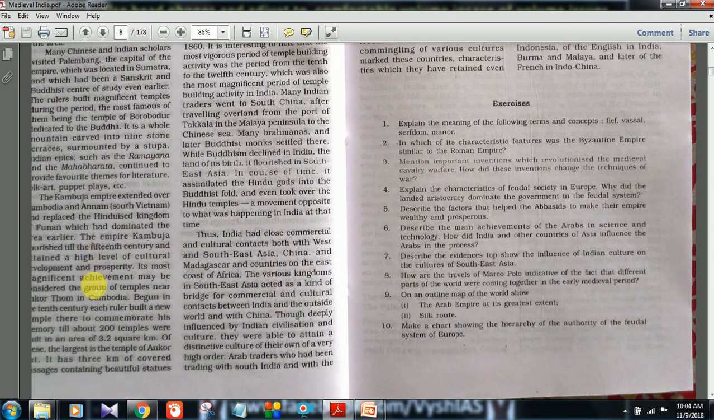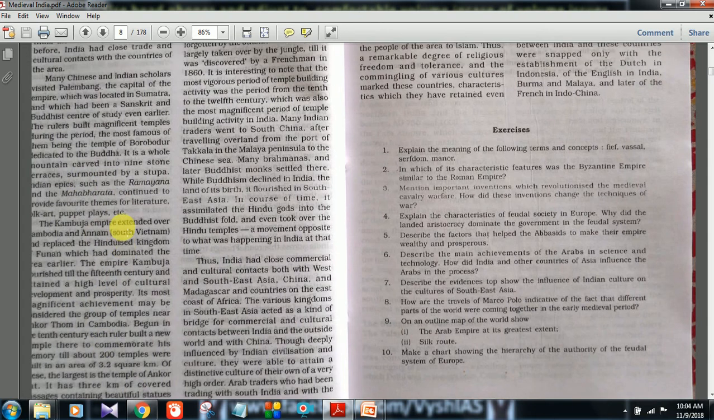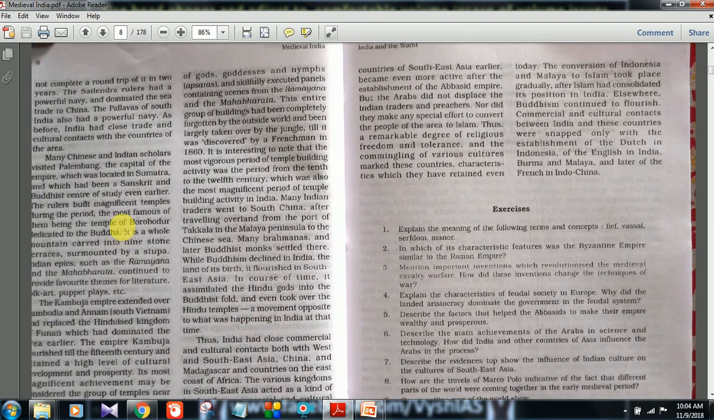Its most magnificent achievement may be considered a group of temples near Angkor Thom in Cambodia, begun in the 10th century. Each ruler built a new temple here to commemorate his memory. Till about 200 temples were built in the area. So they were very much into temple building. Okay, that is the crux of this whole paragraph. Okay, Southeast Asia, especially this Cambodian Empire, they had this temple building concept for different goddesses, everything. Even Ramayana, Mahabharata scenes, paintings, and all will be there.